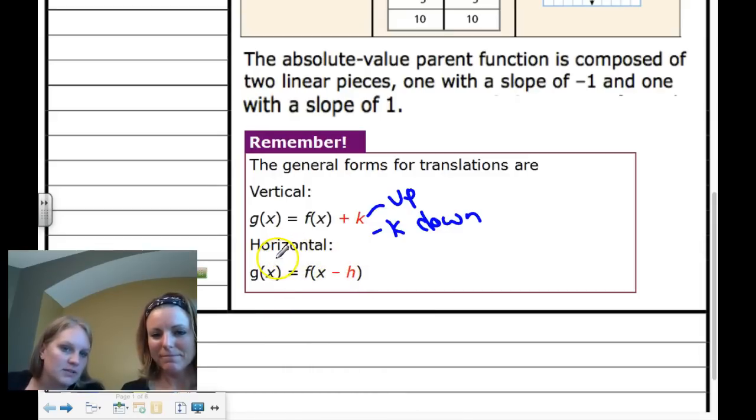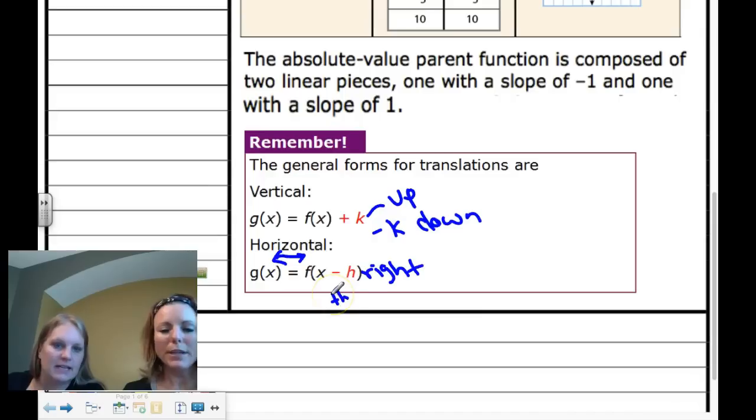It's opposite of whatever the sign is. So it says horizontal, so that means we're going to be going either left or right. But we do the opposite. So if it says negative, which normally you would think would move left, it actually is going to move to the right. And then if we would have added h on the inside, this time it would have moved to the left. So just remember, if it's on the inside, it's going to be the opposite of the sign.